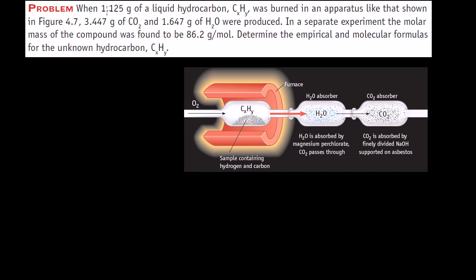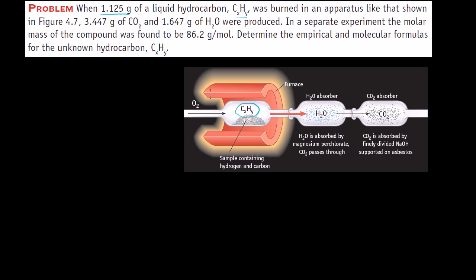Our problem tells us that when 1.125 grams of a liquid hydrocarbon, CxHy, so we don't know how many C's and H's there are, it's a mystery liquid hydrocarbon, was burned in an apparatus like that shown in figure 4.7. This is the apparatus. This is our mystery hydrocarbon getting burned, or combusting with oxygen. You need oxygen for the combustion to occur.